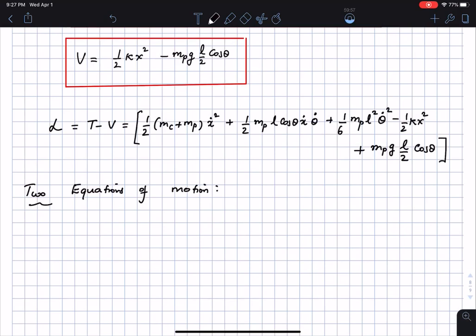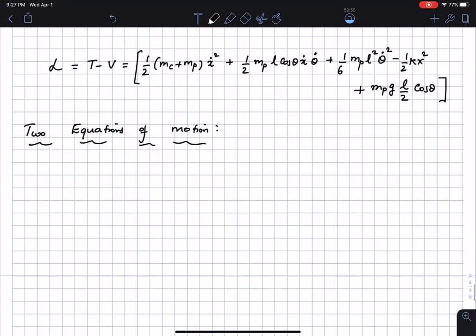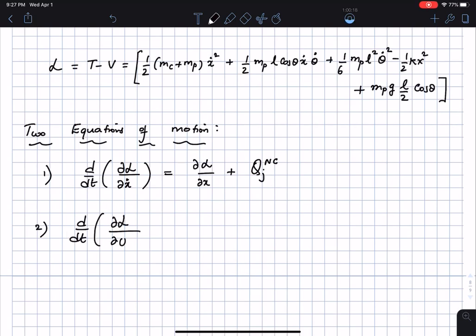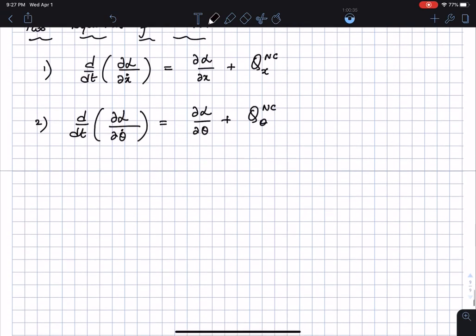And with your permission, I'll very quickly write these things out. Okay, so the first one is d by dt of dl by dx dot is dl by dx plus qx non-conservative. Second thing is d by dt of dl by d theta dot is dl by d theta plus q theta non-conservative. And let's go ahead and do these things very quickly.